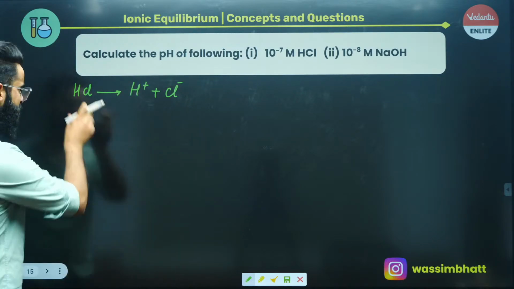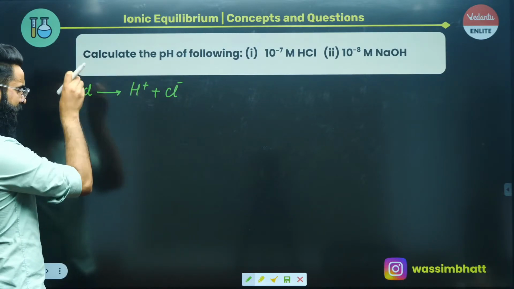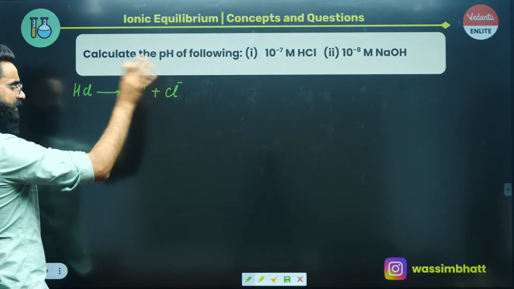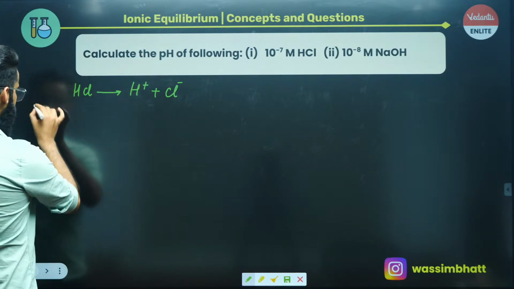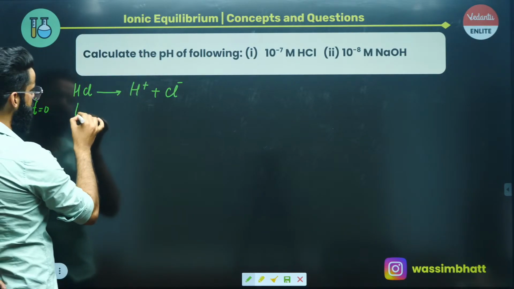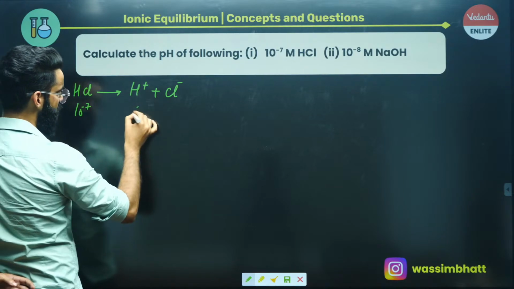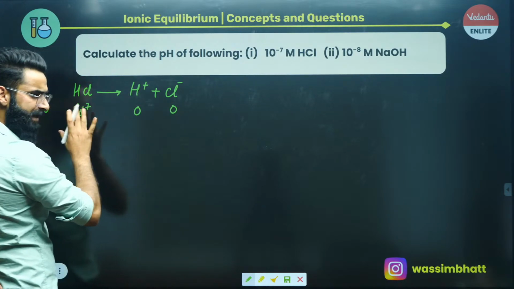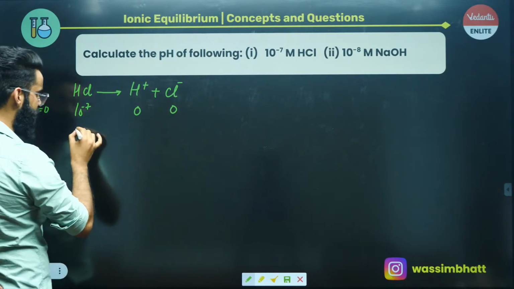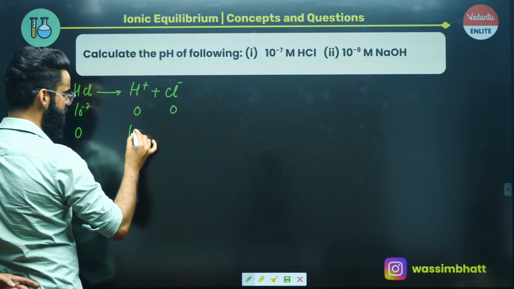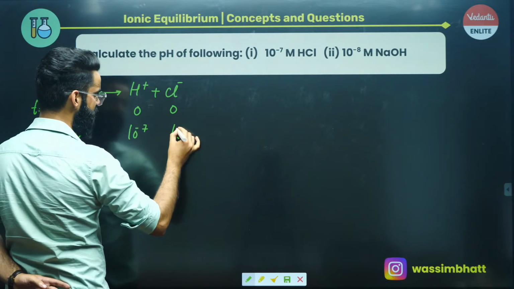So basically, you are putting this HCl into water, and this HCl is getting ionized as H positive plus Cl negative, right? At time t equal to 0, its concentration is 10 raised to the power minus 7 molar. The H positive and Cl negative are going to be 0. Now it's a strong electrolyte, so it would have completely dissociated, and I'll be left with nothing. 1 mole gives 1 mole, so from 10 raised to the power minus 7, you get 10 raised to the power minus 7.